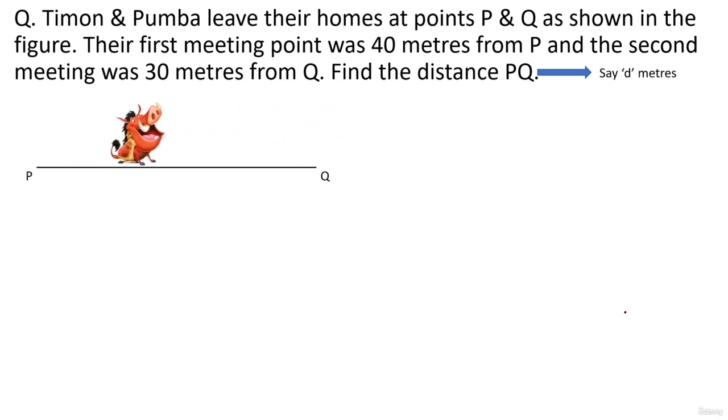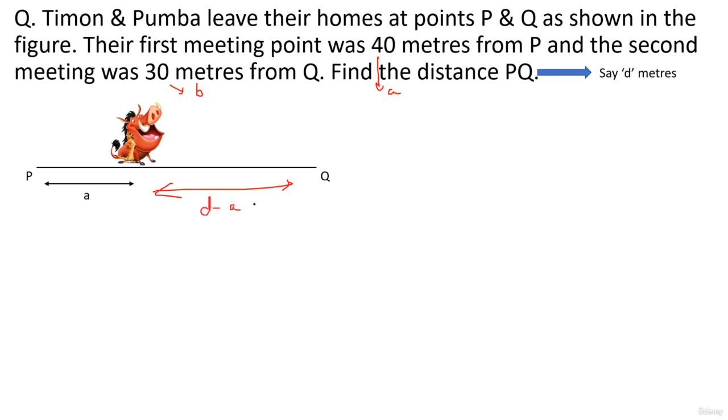Now it is given that the first time they meet, the distance is 40 meters from P. So that distance, let's say I'm assuming it as A units. And the 30 meters one, we will assume as B. So this distance is A units. Now guys, if the whole track length is D meters, Timon has moved a distance of A units, right? So Pumbaa will move how much? Pumbaa will move a distance of D minus A.